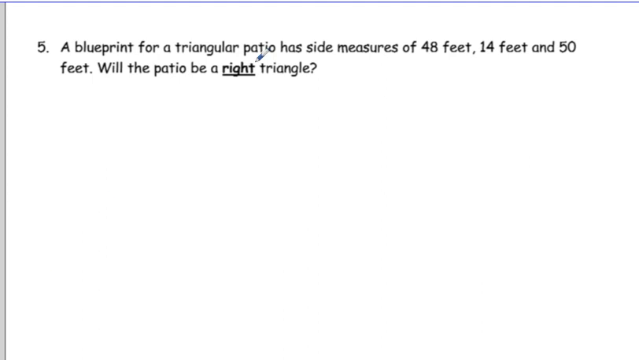A blueprint for a triangular patio has a measurement of 48, 14, and 50 feet. Will the patio be a right triangle? So let's look at our side lengths. We have 48, 14, and 50. Let's list them least to greatest: 14, 48, and 50. So is this triangle a right triangle?